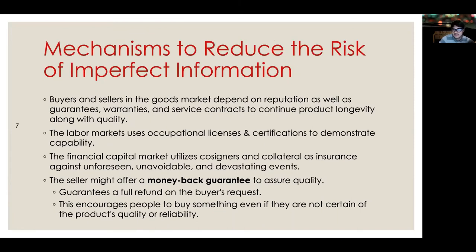Buyers and sellers have mechanisms to reduce the risk of imperfect information. For example, reputation. If you walk into a store, you have a certain expectation of it. That is from public opinion. Reviews, just people telling you about it, that is a reputation. They also use many contracts on products, many fail-safes to guarantee quality and longevity.